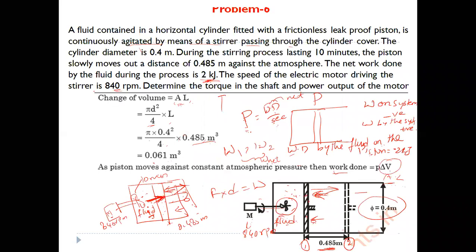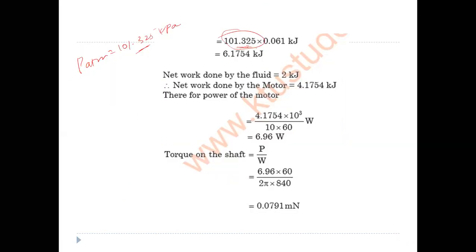So the volume we got here is 0.061 meter cube, which we have substituted here. The unit of pressure is kilopascals and the unit of volume is meter cube. Kilo into pascals means Newton per meter square. Pascal means force acting per unit area.